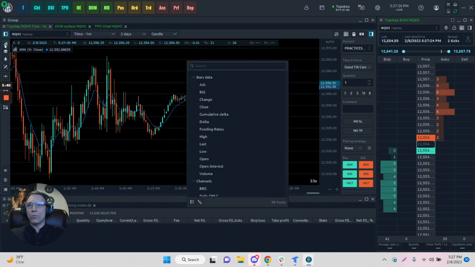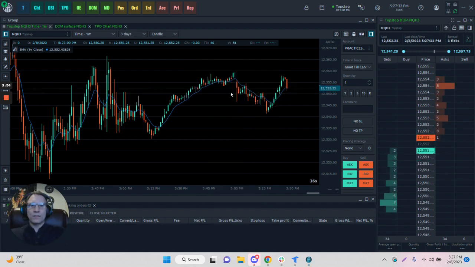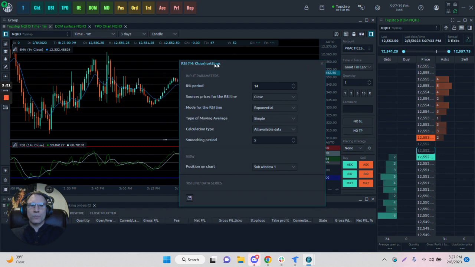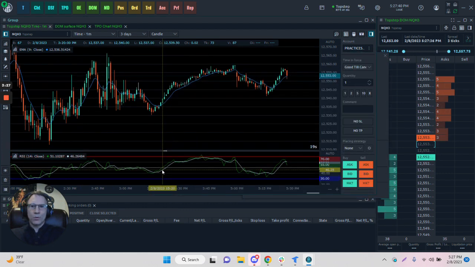Let's just say we wanted to use, let's say RSI, for example. This is an oscillator, relative strength index. And we add it. What I want to show you for this one is we can see that it's on a different part of the chart. It's on the lower part. It's a different pane. So let's go and modify this.